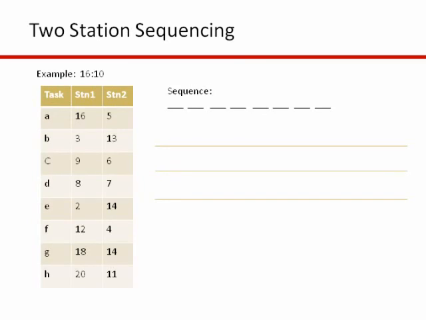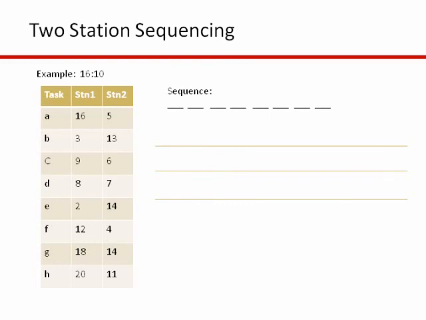Okay, the third topic in Chapter 15 is two-station sequencing. The best way that I can describe this is, the rule is to find the minimum time at either station. If the minimum time is on the first station, you're going to sequence that job to the left. If the minimum time is on the second station, you're going to sequence that job on the right.